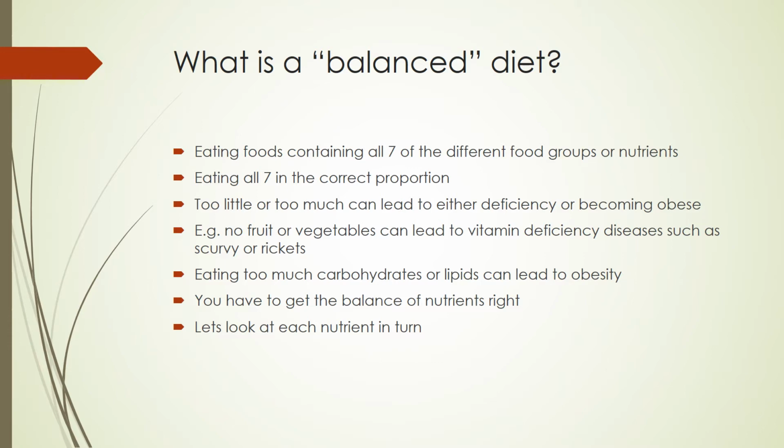So another example, if you don't eat fruit or vegetables, that can lead to deficiency diseases such as scurvy or rickets. Eating far too much carbohydrates or lipids can lead to obesity. You have to get the balance of the nutrients right. So now we know what a balanced diet is, we can look at each in turn.